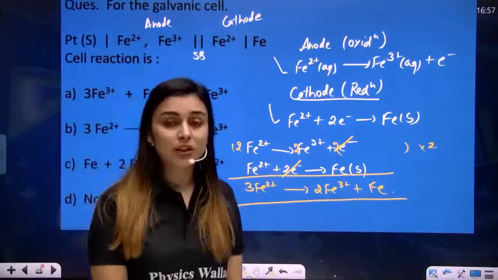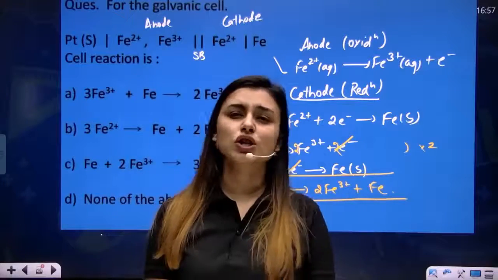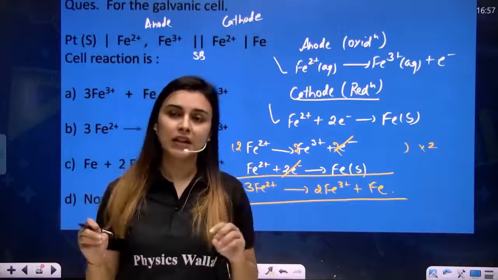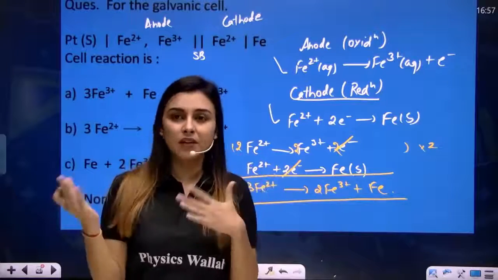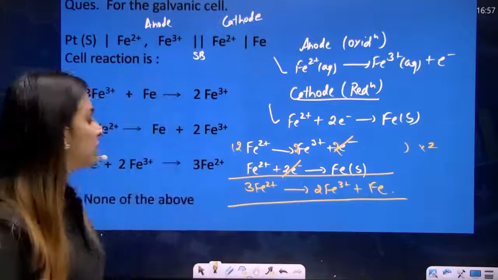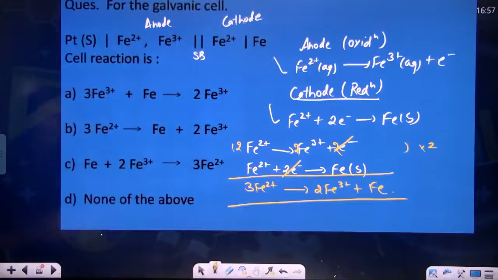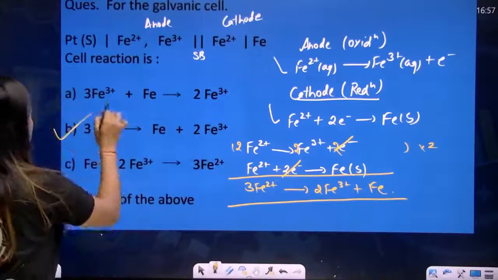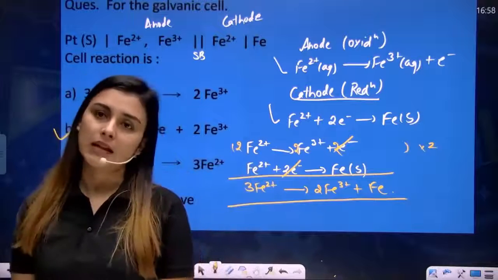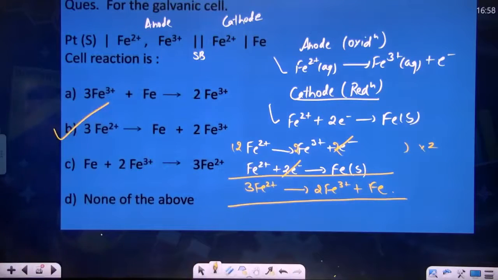So you just need to understand that in the net cell reaction, there should be no electrons present. If there are, then you need to multiply the half cell reactions and cancel the total number of electrons. Okay, yes. So let's see which option is correct. 3 Fe2 plus gives Fe plus 2 Fe3 plus. Option B will be your correct answer, right? Yes. So if you want to write it, please write it and then we'll move forward.